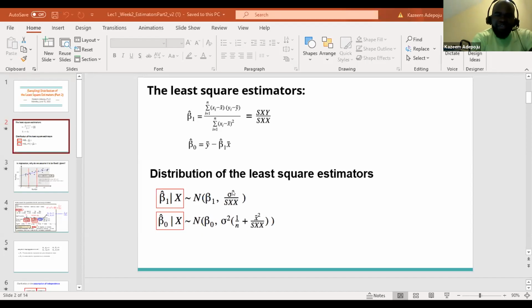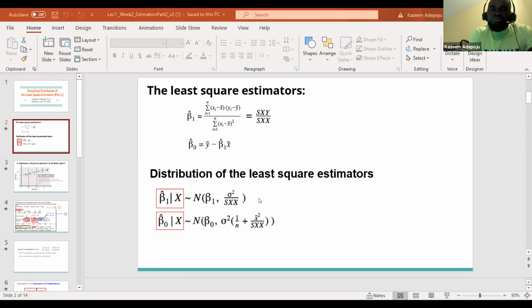Now take a look at what I have here. The whole of this is the variance of beta one cap. I'm going to walk you through how we can derive this. We can derive the variance to be this, and we can derive the mean to be this. The same goes for beta naught cap: this is the mean and this is the variance. The variance of beta one cap is different from the variance of beta naught cap.